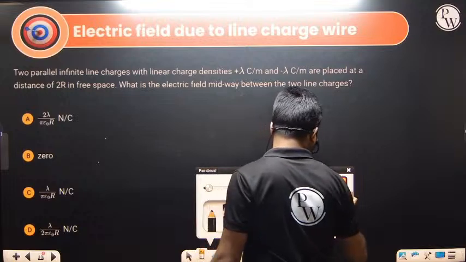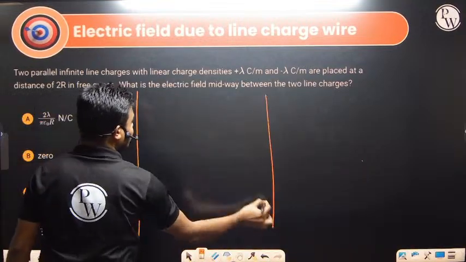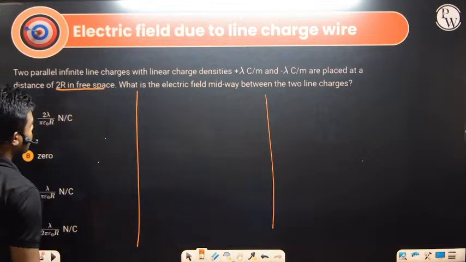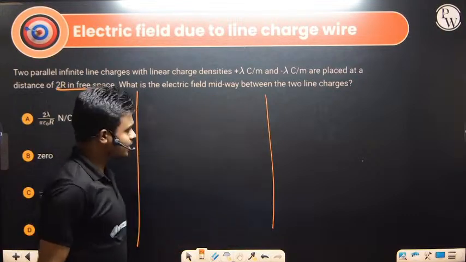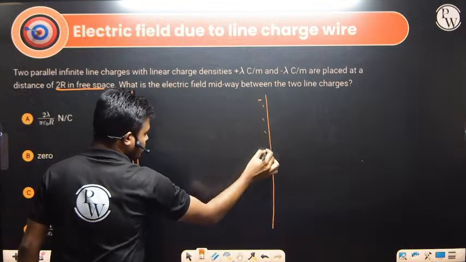So moving to the next question now. Two parallel infinite line charges with linear charge density lambda and minus lambda are placed a distance of 2r in free space. What is the electric field midway between the two charges? Right now, this one is positive lambda. We have to calculate the electric field because of this and the electric field because of this.